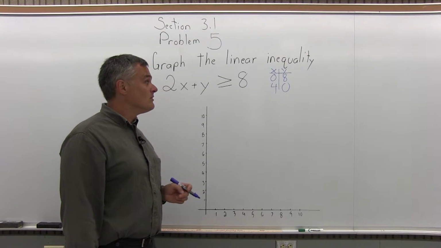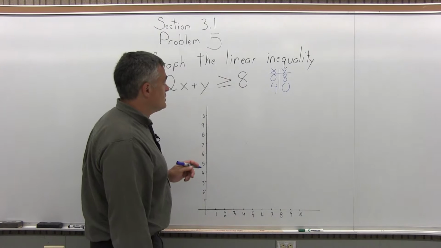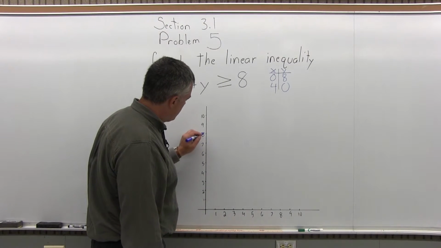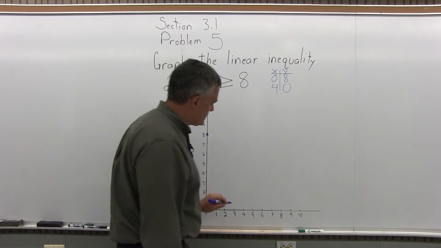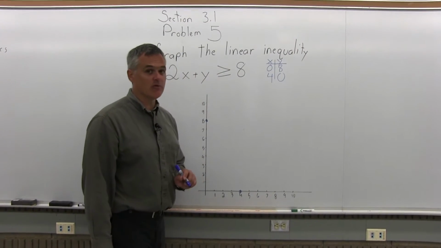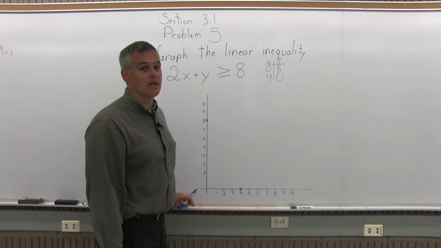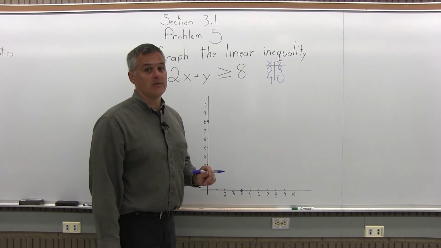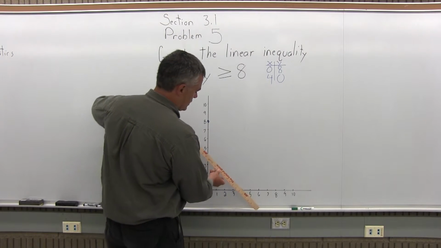Step 2 of the four-step process is plot those 2 points on a graph. The first one, 0, 8: I go over 0, up 8, like that. And then 4, 0: I go over 4, up 0. So I've plotted the 2 points on the graph. Step 3, connect the 2 points with a straight line. Use a solid line if you have the or equal to, a dashed line if you do not. I do have the or equal to, so I'm going to use a solid line.